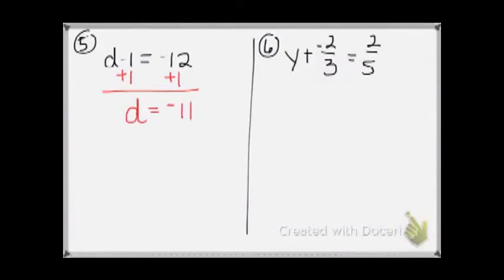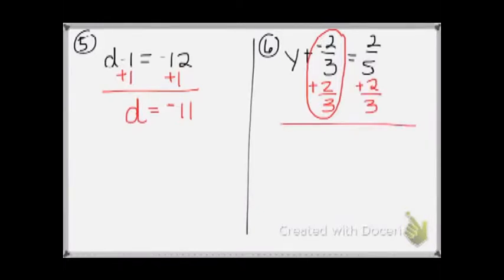And then number 6. Y is the variable. I got a plus -2/3 here. And to get rid of the -2/3, I'm going to put a +2/3. Make sure you understand why I'm doing plus 2/3, because I want to eliminate this entire person, I guess, the sibling. So do +2/3 over here.